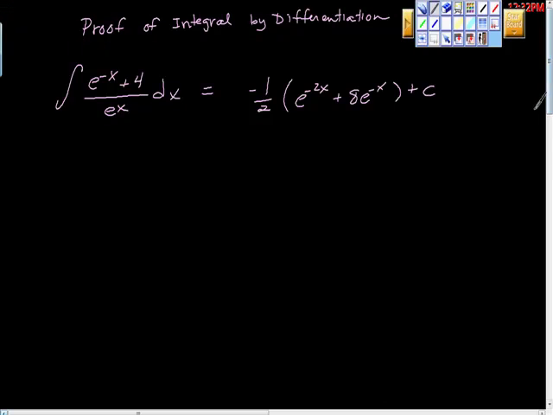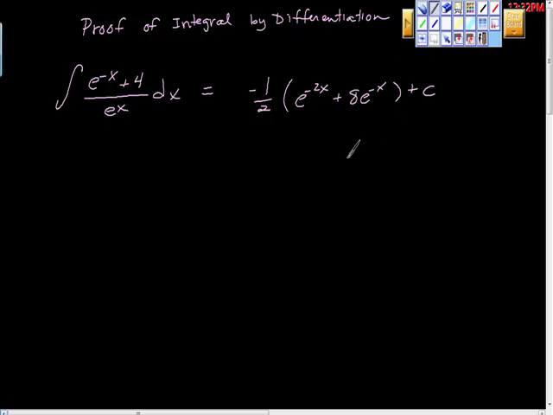Okay, so in our last video, we were asked to find this integral here, and we found it. And then I said to you, "Well, we can prove this by differentiation." And then I chickened out because I said we ran out of time. So now we have more time. So let's try this proof.